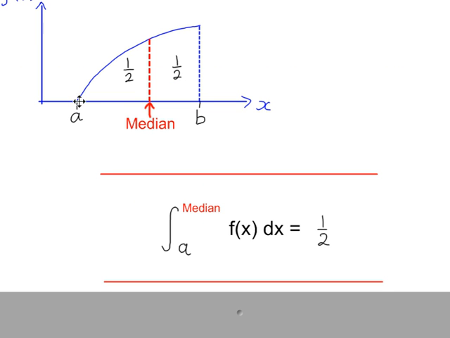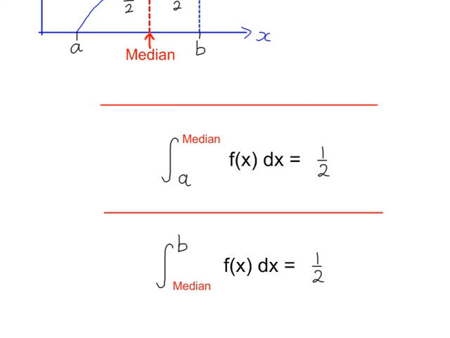So we can either integrate from x equals a up to the median, like this, and we know that will give you a half, or we can integrate from the median up to the upper limit here, b, and that will give a half, like this.